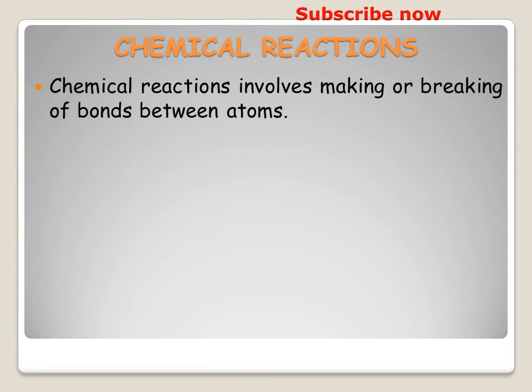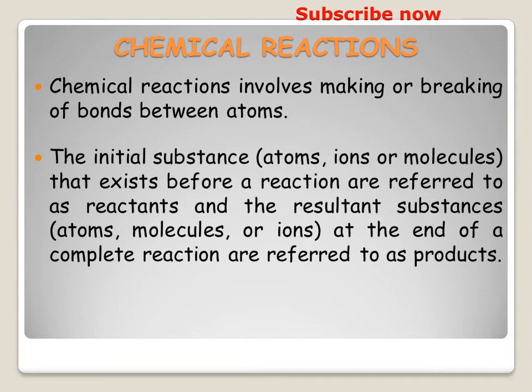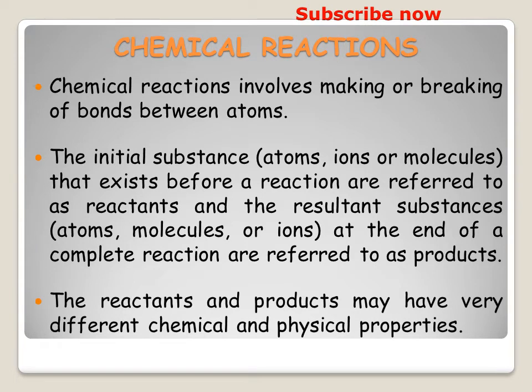Chemical reactions. Chemical reactions involve making or breaking of bonds between atoms. The initial substances, the atoms, ions, or molecules that exist before a reaction, are referred to as reactants, and the resultant substances, as either atoms, molecules, or ions, at the end of a complete reaction are referred to as products. The reactants and products may have different chemical and physical properties as well.